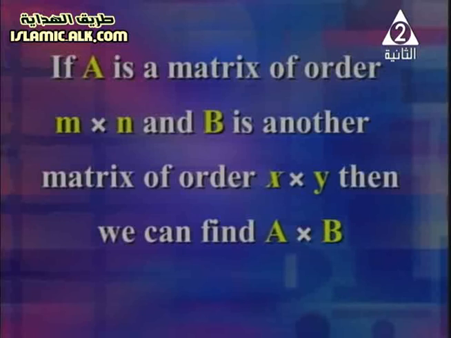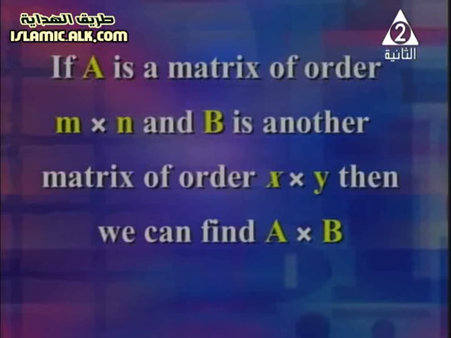We have two matrices A and B. Matrix A has order m times n. Matrix B also has order x times y. A times B is defined if n equals x.